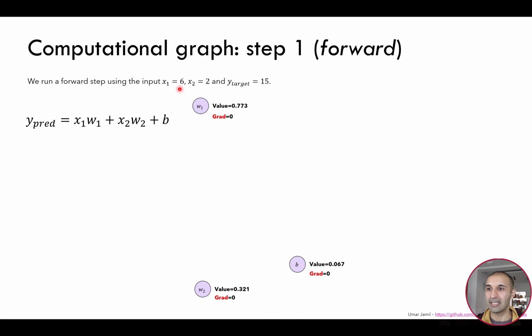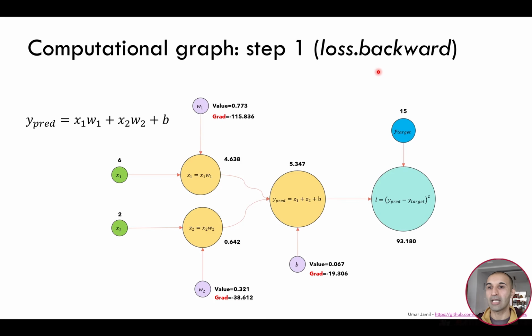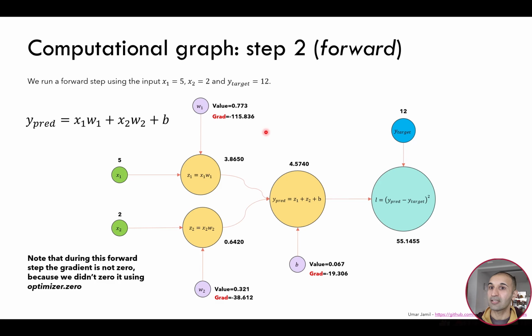Imagine we have our first item, x1 is equal to 6, x2 is equal to 2, and the target is 15. We run the forward loop using this item. This will result in an output being calculated, and using the target we can calculate a loss. We then run loss.backward. This will result in a gradient being calculated for this item. Then we don't update the parameters, we do the forward step on the next item. Note that during this forward step, the gradient is not 0 because we didn't zero it out in the previous step, because in the previous step we didn't run optimizer.step or optimizer.zero. So the gradient is still there from the previous item.